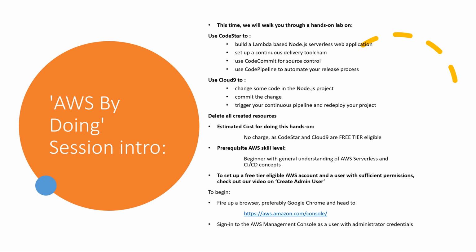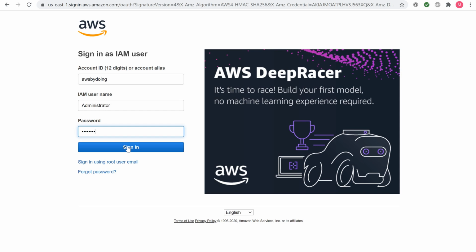To set up a free tier eligible AWS account and a user with sufficient permissions, check out our video on Create Admin User. To begin, fire up a browser, preferably Google Chrome, and head to aws.amazon.com. Sign into the AWS Management Console as a user with administrator credentials. Navigate to CodeStar.